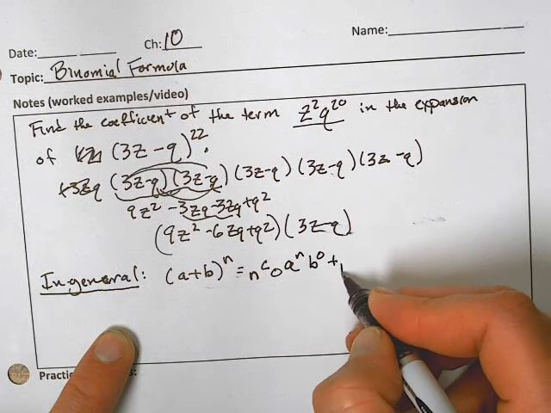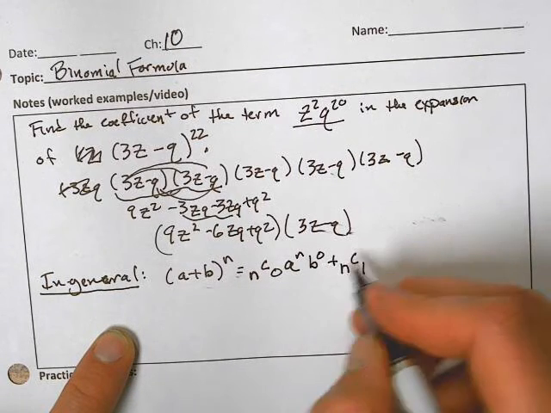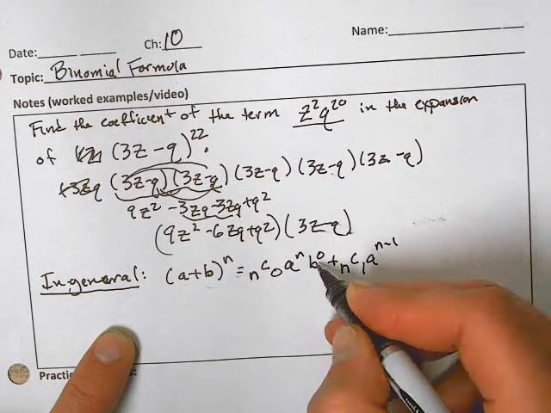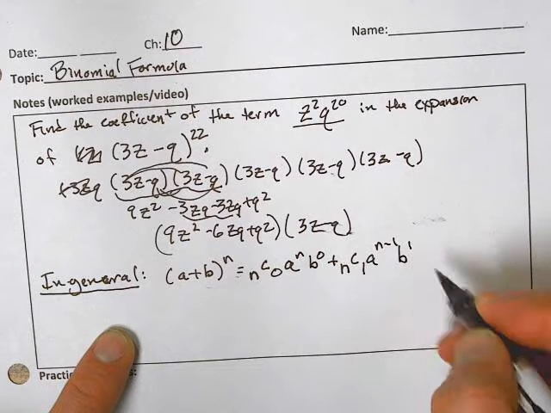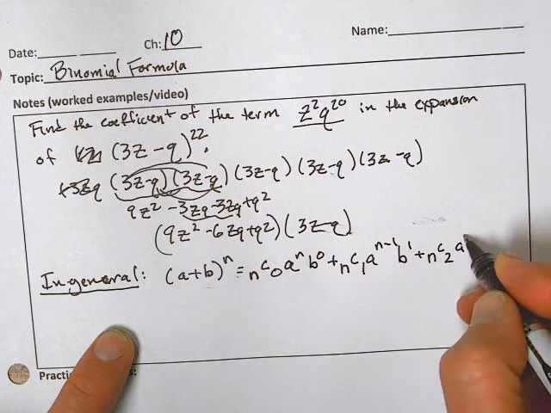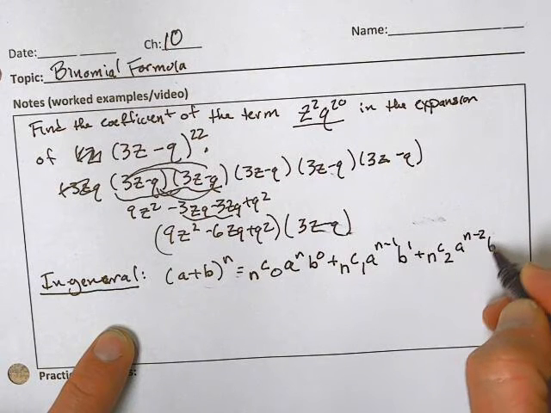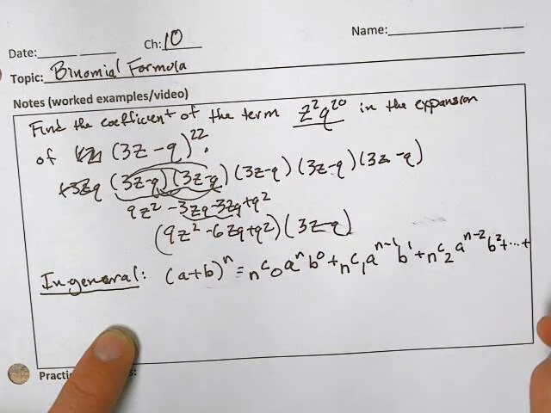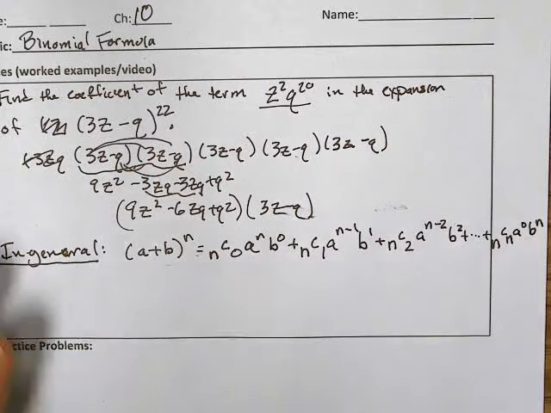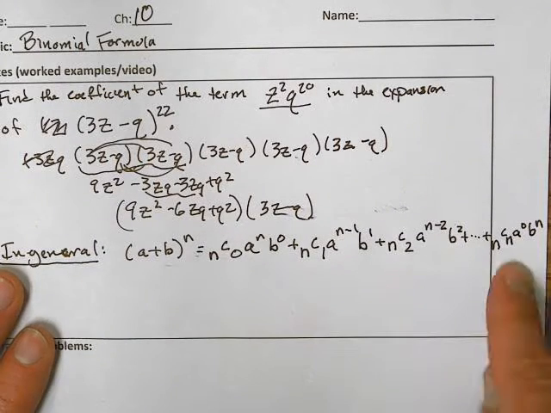Plus, then it'd be n choose 1, then a to one power less than n, n minus 1, and then b to the first power. And then it would be n choose 2, a to the n minus 2 power, b squared, and it would keep on going like that until you got to the last term, which would be n choose n. It would be a to the 0, b to the n. Now, this is what's going on in general.